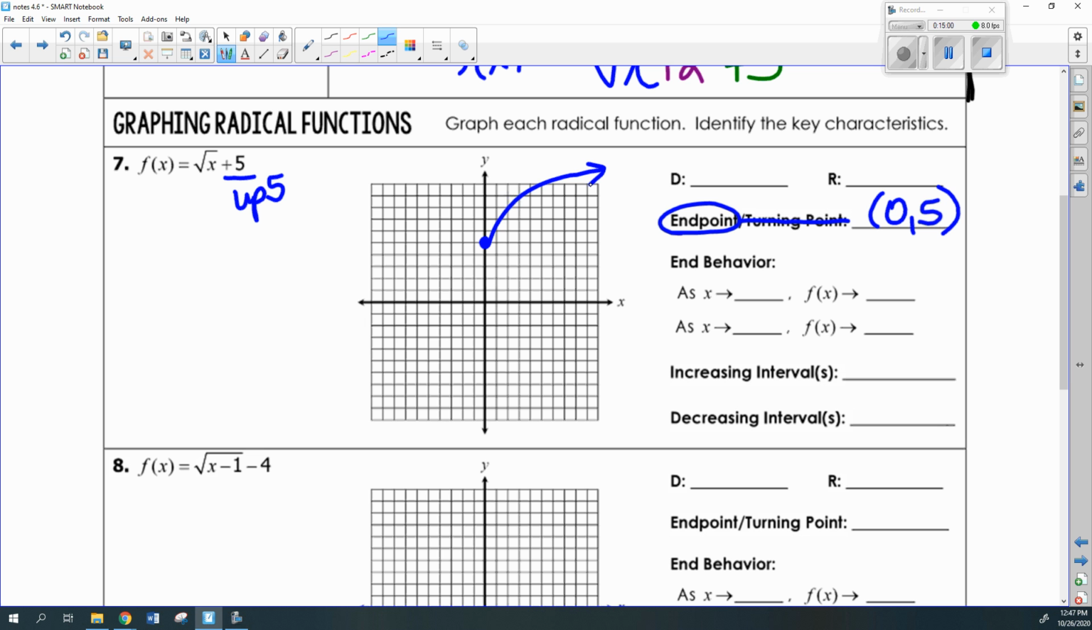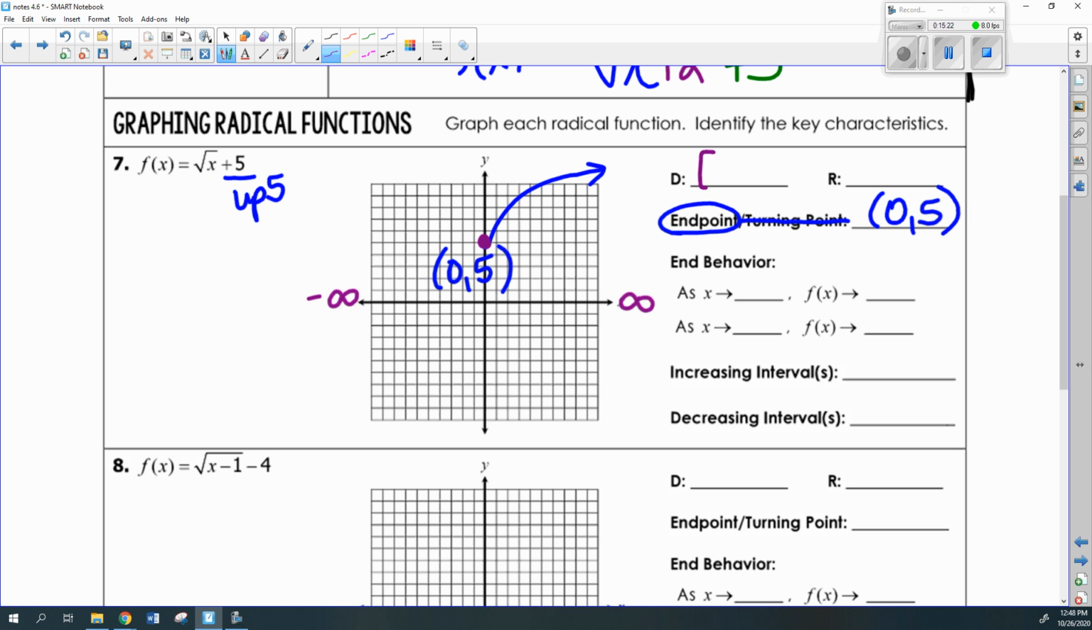So it's going to go down and to the right. All right, now everything else is just reading the graph. So we've got our endpoint. Now we need our domain. Remember, the domain are the x's from left to right. And as I come across the graph from the left, the first point I get to is the endpoint.